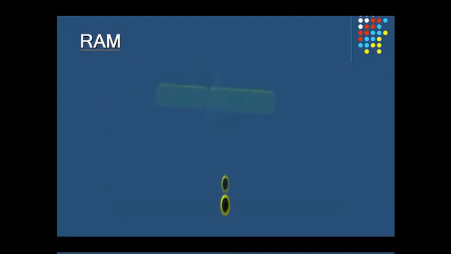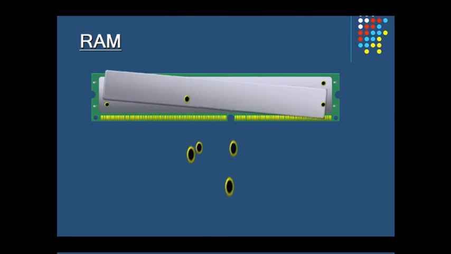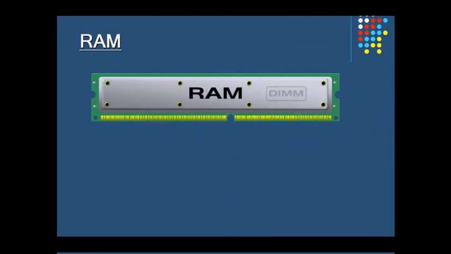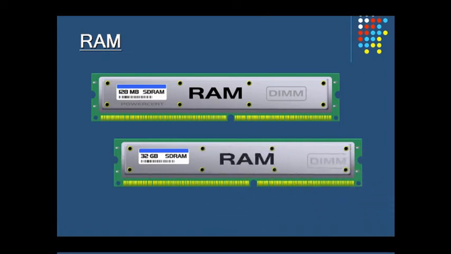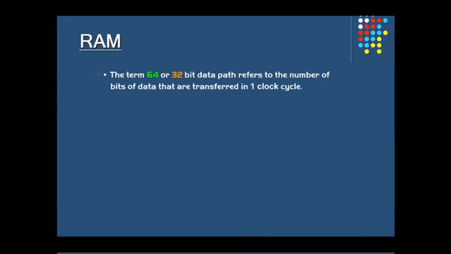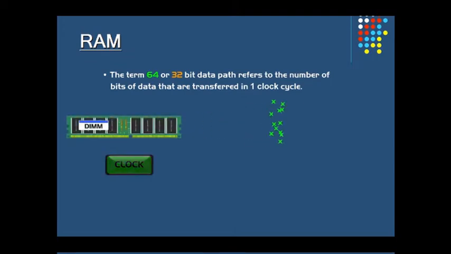So as stated before, RAM is stored on the motherboard in modules that are called DIMMs, and these DIMMs come in different memory sizes. Today they range anywhere from 128 megabytes to 32 gigabytes per DIMM. SDRAM is also rated at different speeds, but before we talk about the speed of RAM, we need to define some things first. Now the term 64 or 32-bit data path refers to the number of bits of data that are transferred at a time or in one clock cycle. The more bits that are transferred in one clock cycle, then the faster the computer will be.